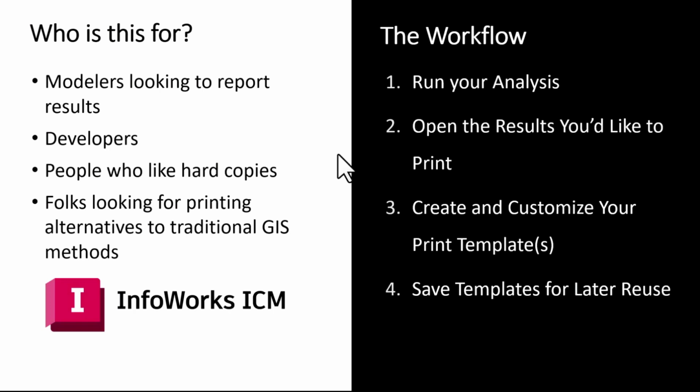Again, this is all going to be within InfoWorks ICM, but the steps we are going to go through within the tool are pretty straightforward here. We're going to have an analysis that is already run, so you're going to simply run your analysis within InfoWorks ICM. You're going to then open the results you'd like to print in order to use this function. You're going to lay them out on your geoplan, and then from that view, you'll be able to create and customize your different print templates that, as we're going to see, can be saved for later use. So that'll be the last step, saving these templates for later use if you do need to report on this same area of your network over and over again.